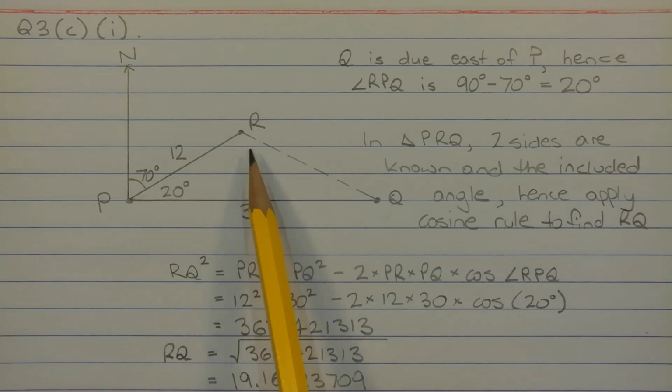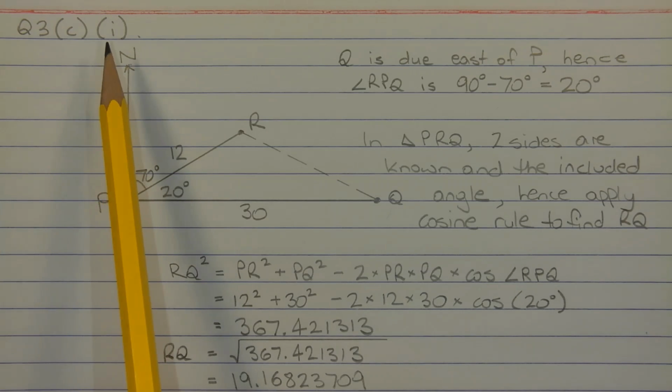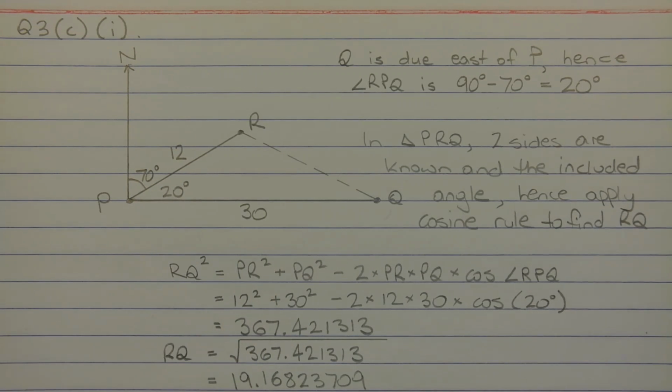Now the bearing of R from P is 070 degrees. That means angle NPR is 70 degrees. Now the two angles, angle NPR and RPQ, are adjacent and complementary since they add up to 90 degrees. So angle RPQ is 90 degrees minus 70 degrees, which equals 20 degrees.